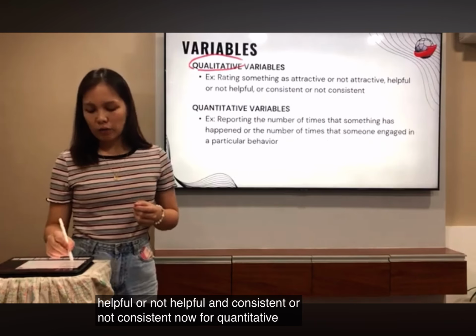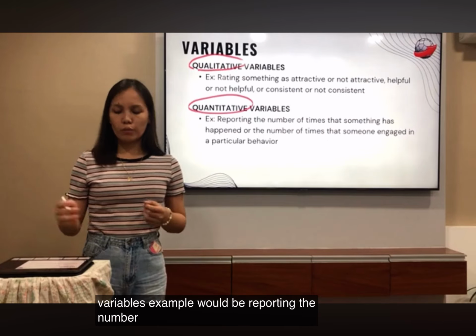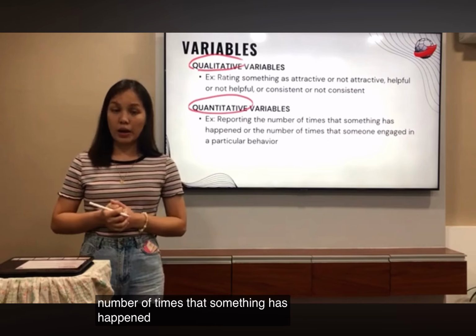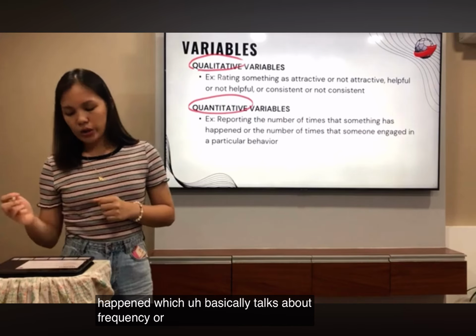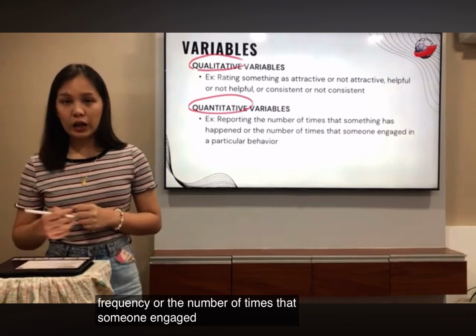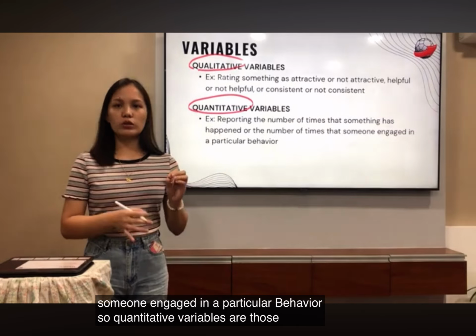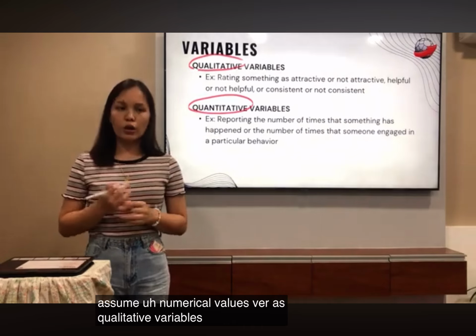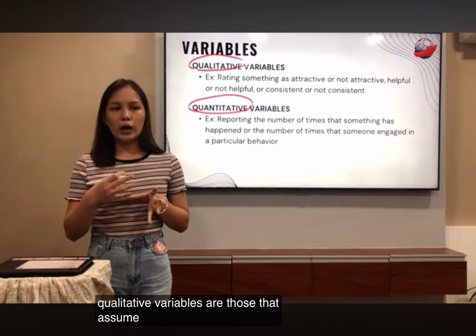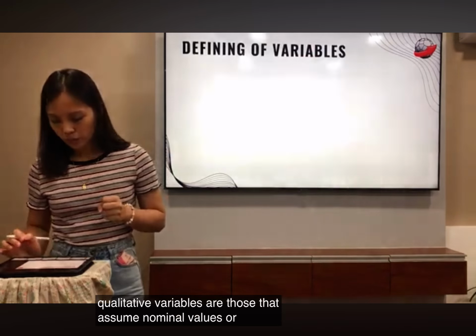Now for quantitative variables, example would be reporting the number of times that something has happened, which basically talks about frequency, or the number of times that someone engaged in a particular behavior. So quantitative variables are those that assume numerical values, whereas qualitative variables are those that assume nominal values or descriptions.